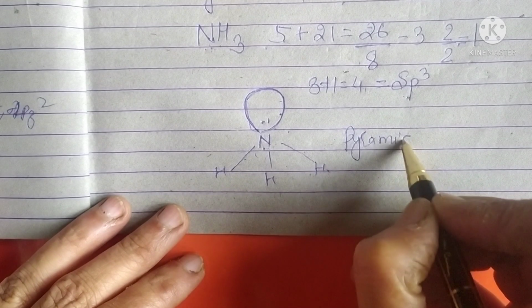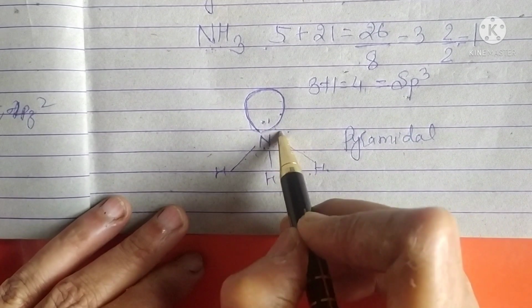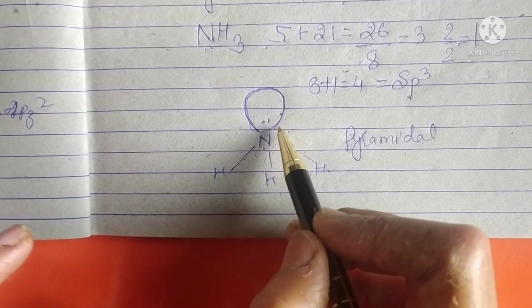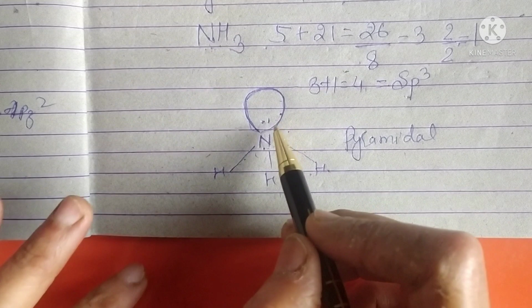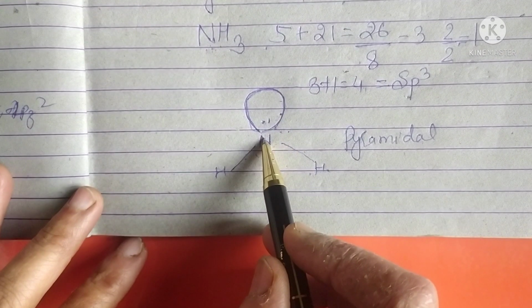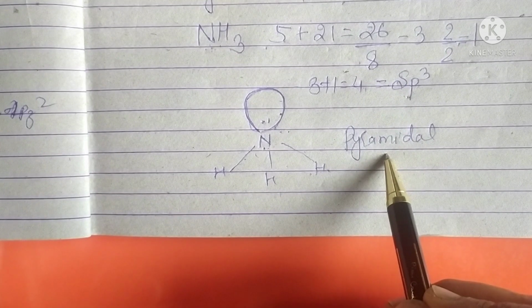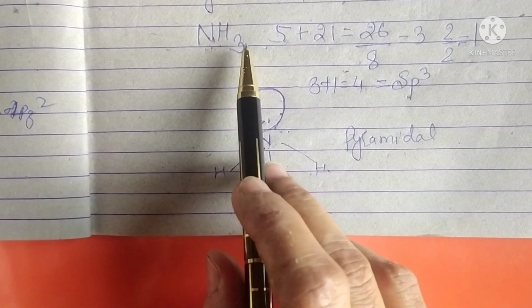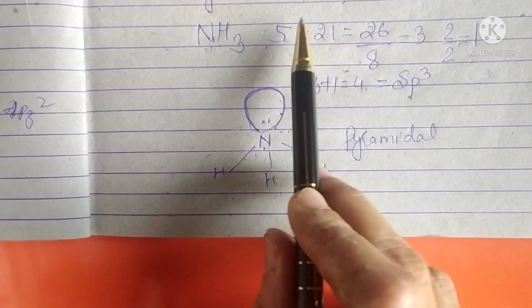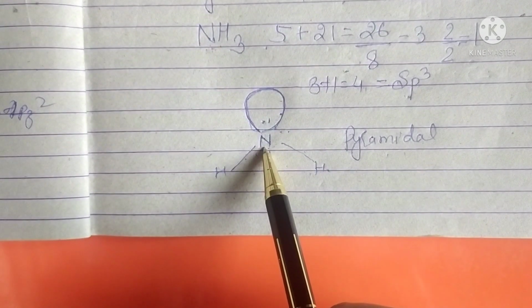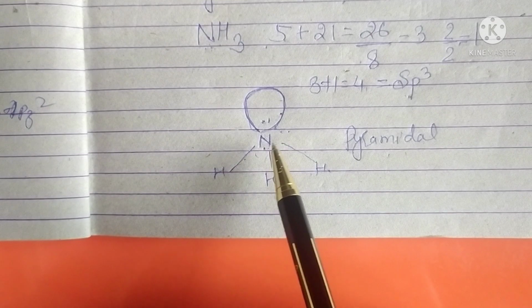So like this we have to apply the concept. The electronic arrangement is tetrahedral only, but out of those 4 bond pairs, one will be replaced by a lone pair, and the shape of the molecule will change from tetrahedral to pyramidal. So this is the way to apply this concept, how to find out the bond pairs and lone pairs, and how the molecule will change its shape.